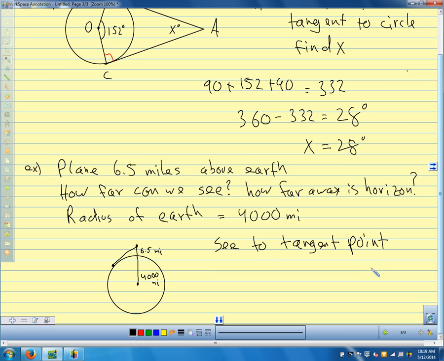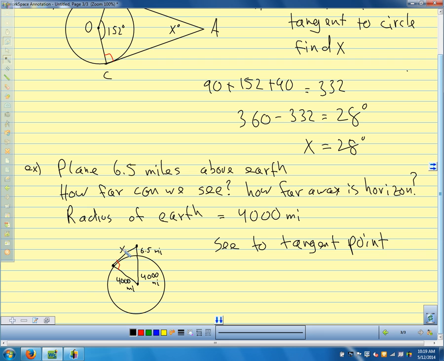This is one of the problems where if we don't know what to do, let's draw in another radius. So I'm going to draw in another radius from the center of the Earth to the tangent point. All the radii are equal, so that side of the triangle is 4,000 miles also. And what angle does the radius make with the tangent line? 90 degrees. Well, now I have a right triangle, and I know two sides of the triangle. So what can I use to find this missing side?